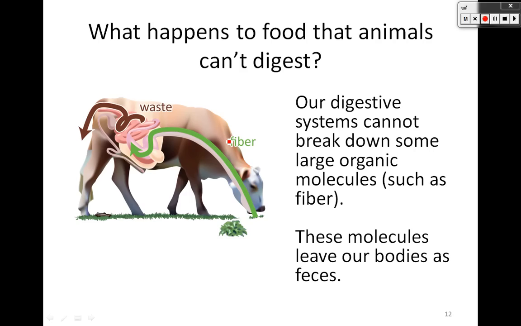are released as waste. So here we have a little fiber molecule, and that fiber molecule goes through our digestive system and leaves as waste. You can see it turns brown, as much waste does. And so one of the reasons we need fiber in our diets is to help keep that waste elimination system healthy. And some fiber can actually absorb a lot of water that our bodies don't need and help that move through as well. So that's why fiber is so important.